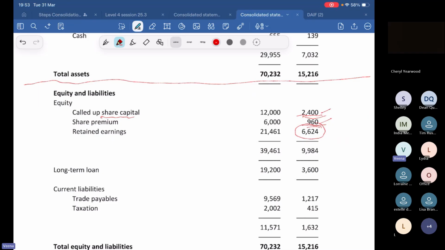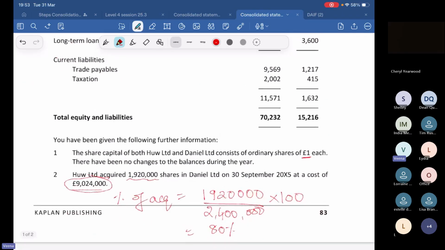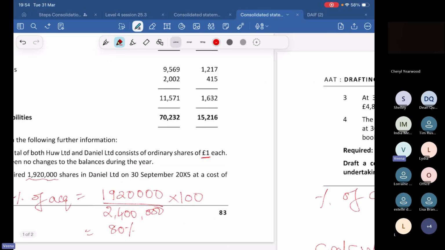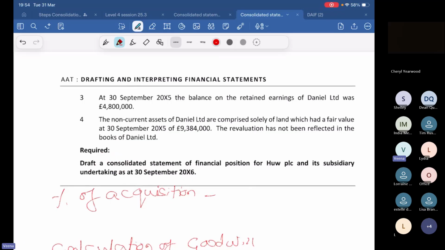Now, considering retained earnings, you have to be very careful when you see retained earnings in your exam. I've maximized the opportunity and picked a question which has retained earnings in it. When you see retained earnings, check if there is any further information about them. Yes, I have information about retained earnings. They have said at 30th September, the balance on the retained earnings of Daniel Limited was 4,800,000.